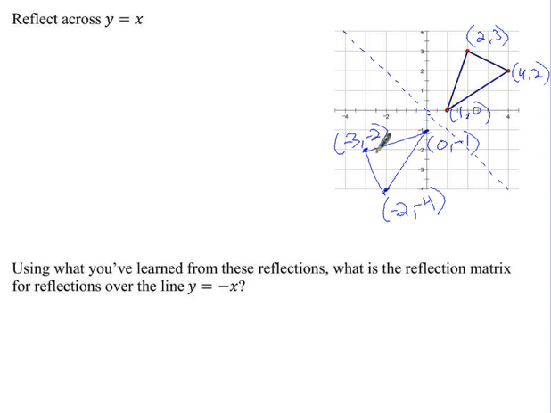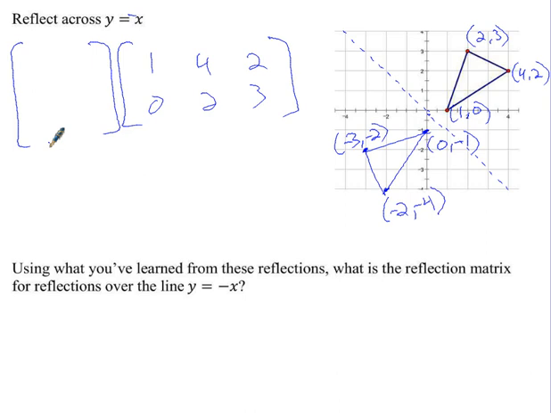What's happening to my numbers? They're switching position and changing sign. So that means my matrix has to both flip their position and change their sign. So if this is now negative x up here, my coordinate matrix is still 1, 0, 4, 2, 2, 3. My reflection matrix will be, that's correct.